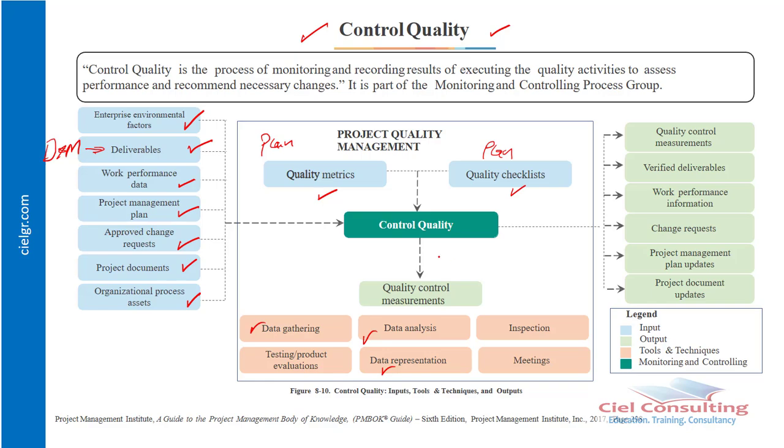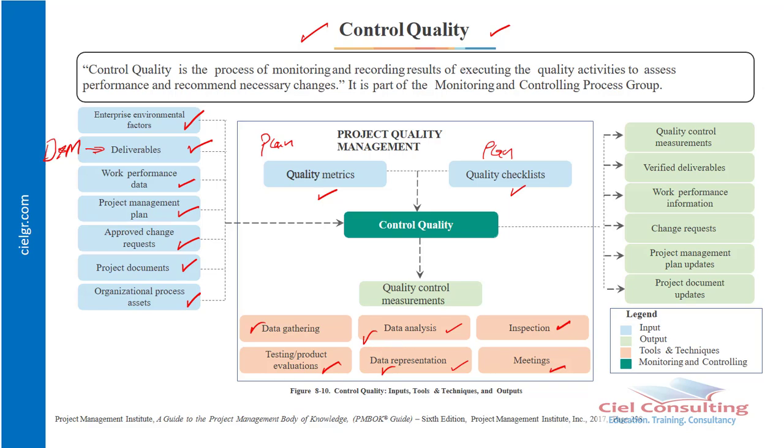Of course, you should know what this means already, because when we're controlling quality, we need to gather data about the final product and its performance, then analyze it by comparing it with the metrics, and then represent it in a readable as well as understandable format. Other ways we can carry out quality control can include inspection, as well as testing and product evaluation. And then also we have what we now refer to as meetings. Meetings is also a very important tool that we can adopt to enable us control quality.